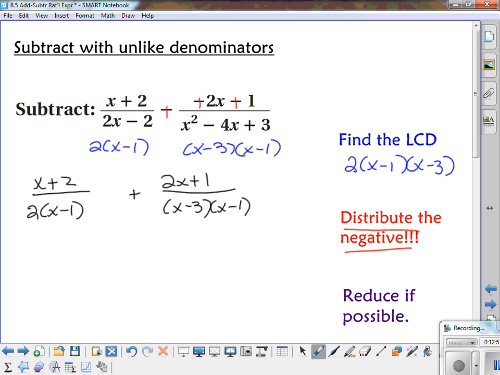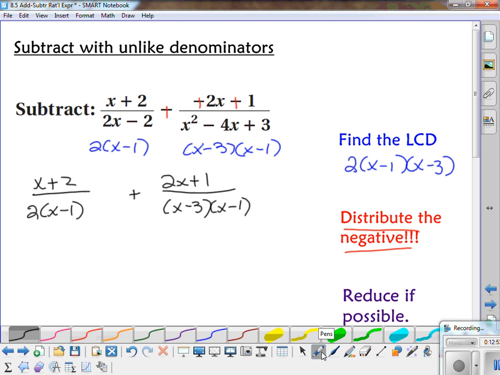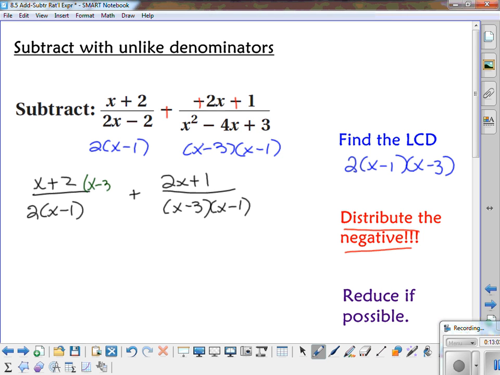So if we look at the first one, on the bottom I have 2 times x minus 1. So what's missing? The x minus 3, right? So I'm going to do this times x minus 3 and this times x minus 3. I'll go ahead and put parentheses around that one. And the second one is just missing the 2. So we'll do this times 2 over 2. And so now I just have to distribute and see what I end up with.